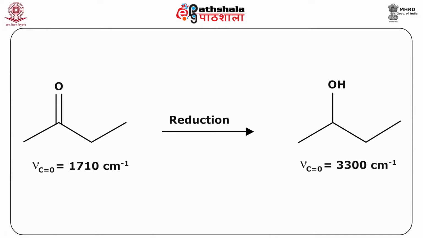When this ketone is subjected to reduction, it will form butan-2-ol, which absorbs at 3300 cm⁻¹ due to the OH stretching vibrations. The progress of the reaction can be studied in this manner from time to time, and the reduction will be complete when the single strong carbonyl band is missing and only the band due to OH stretching is present.